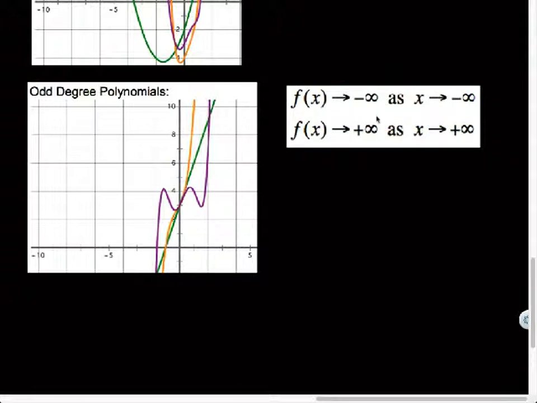Or, and maybe this is better, y goes up as x goes to the right. So all of these, right, they're going this way. So y is going up as x goes to the right. And over here, these are all going this direction. So y goes down as x goes to the left. So that's what I mean by end behavior. What are the extreme most values for all of these? So let's do an example with end behavior, and then we'll call it a video.